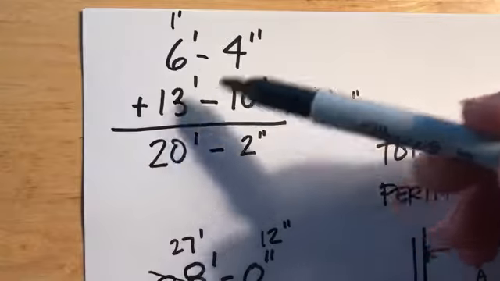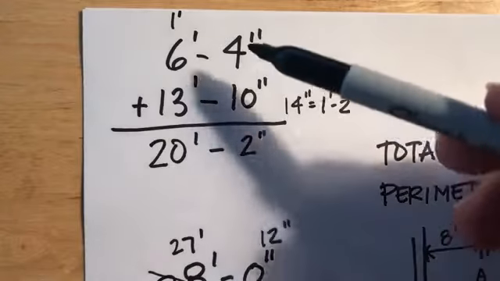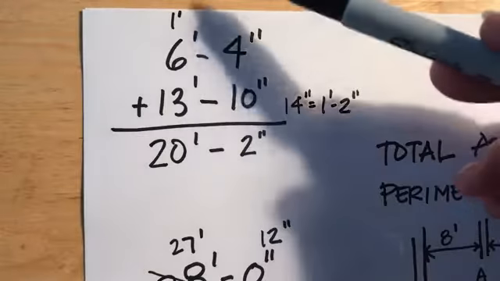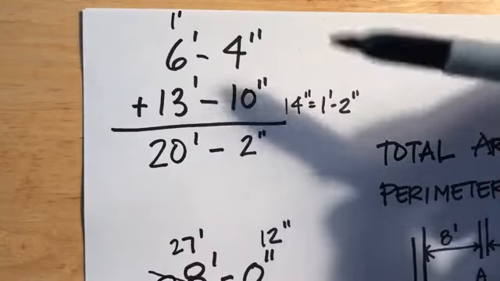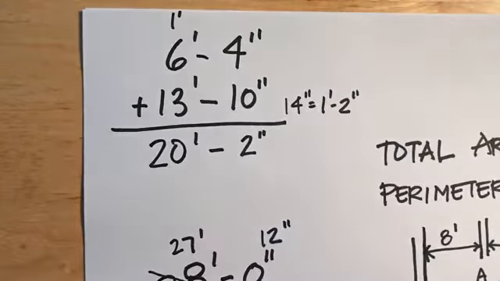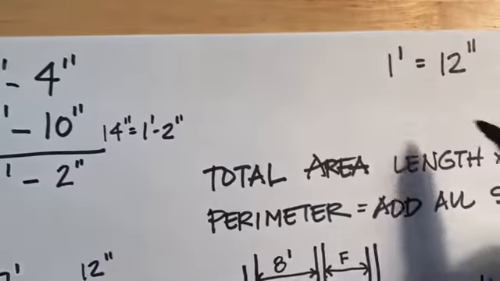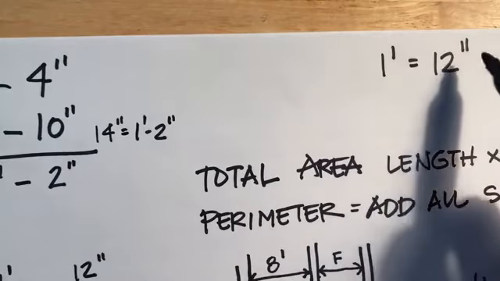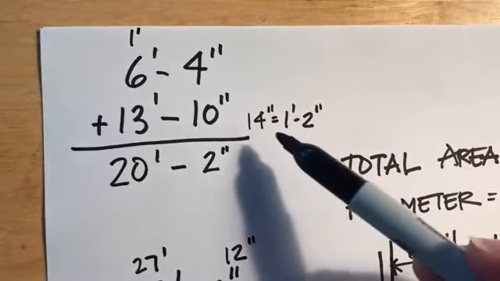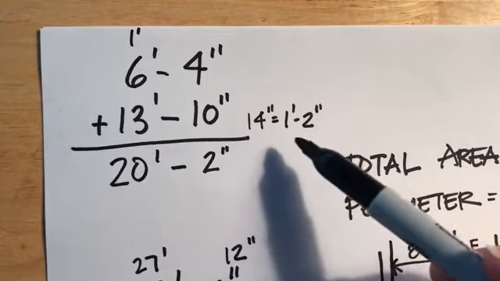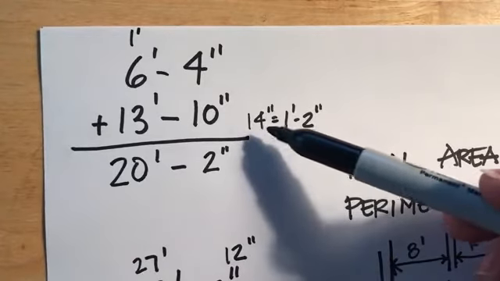When you're adding dimensions, let's say 6'4" plus 13'10", you line them up just like we would in adding any numbers, and you find out how many inches you have in this row. For every 1 foot there are 12 inches. So in this case there are 14 inches, which I'll be able to convert to 1 foot 2 inches because there are 12 inches in a foot.